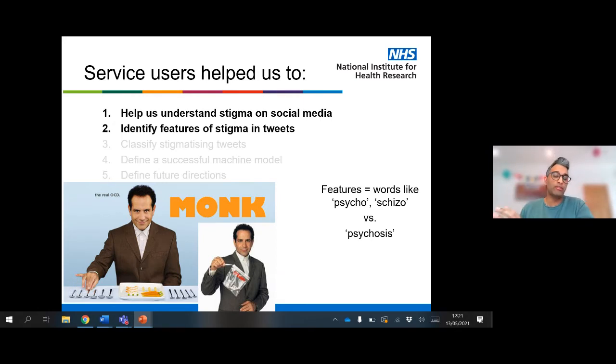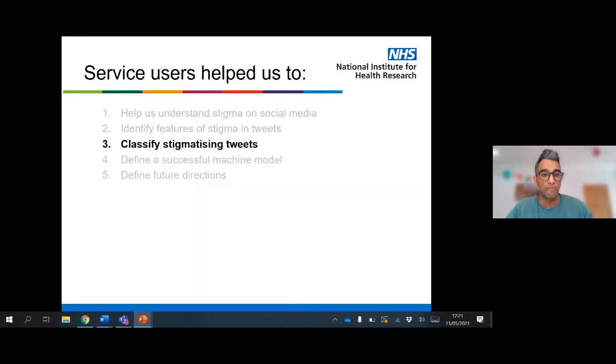So they're helping me pick up features that I can then look for when I'm doing the data collection. I can create a way of saying, okay, if there's a text that uses the word psycho or schizo, then I'm going to consider that as stigmatizing, versus if I find a comment that uses the word psychosis, then it's more likely to be not stigmatizing. So they're helping me build this picture. That's how it starts. We start shaping the project.